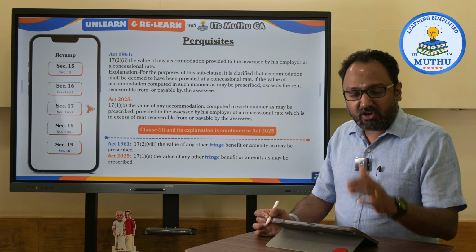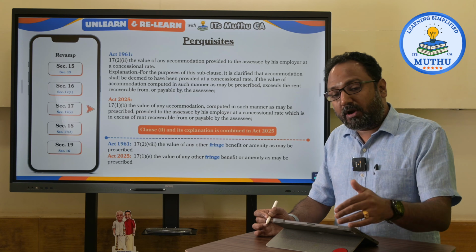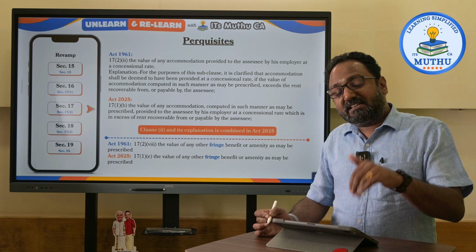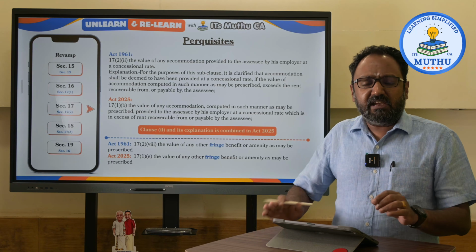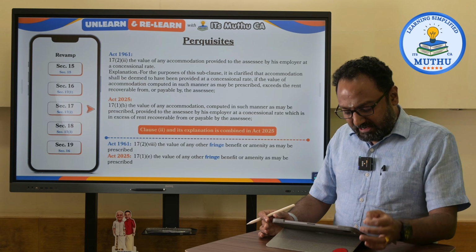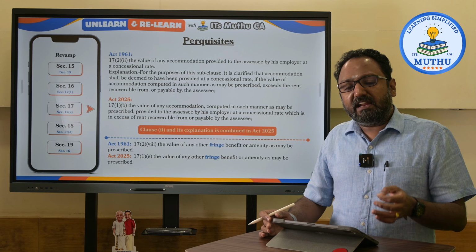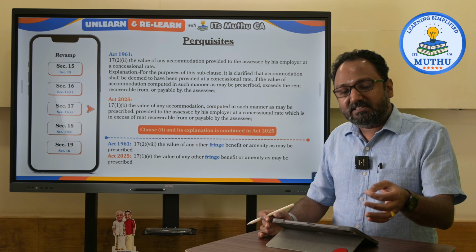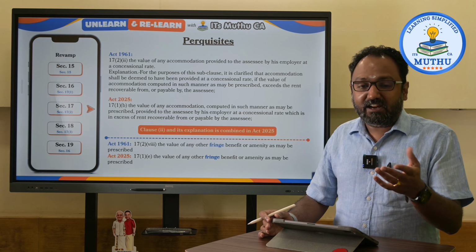17(1)(a) is your rent-free accommodation, similar to your 17(2)(1). Now 17(1)(b) is concessional rate. So nothing has changed, just the references. So 17(2)(2) is now 17(1)(b). 17(2)(1) is now 17(1)(a).